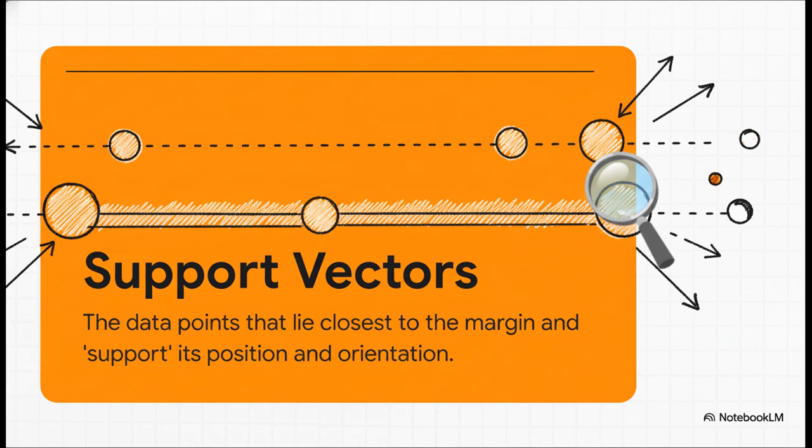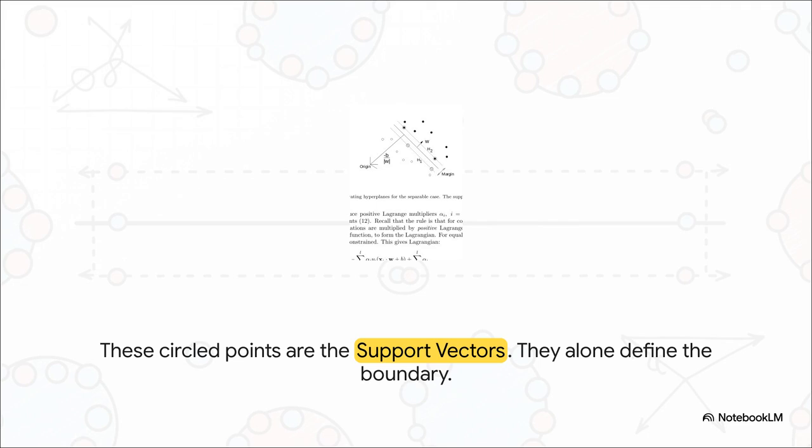But here's the really clever part. In this whole process, most of the data points, they don't actually matter. The only ones that do are the points that are closest to that hyperplane, the ones sitting right on the edge of the street. And we have a special name for them: support vectors. Just look at those circled points. Those are our support vectors. And get this, they are the only points that define where that boundary goes. You could literally delete every other data point on the chart, and that line, it wouldn't move an inch. It's held in place, or supported, entirely by these most critical points.